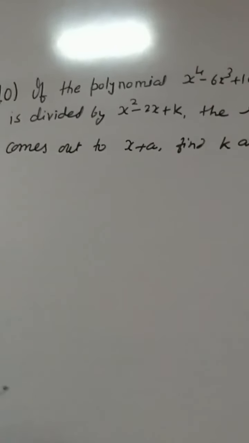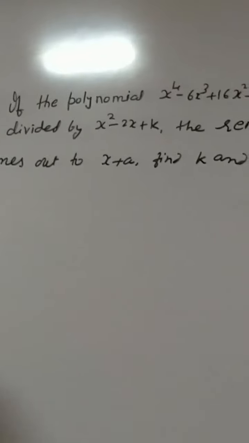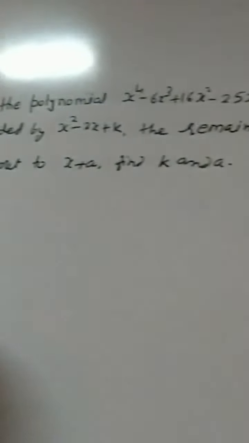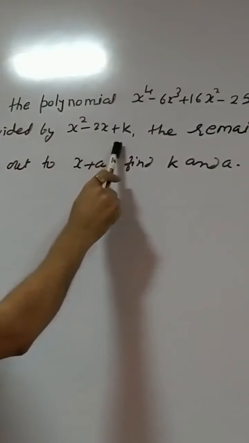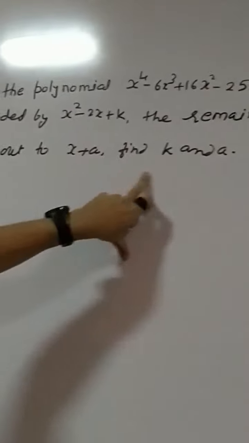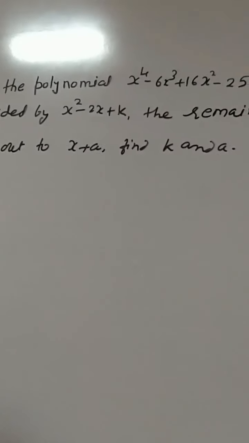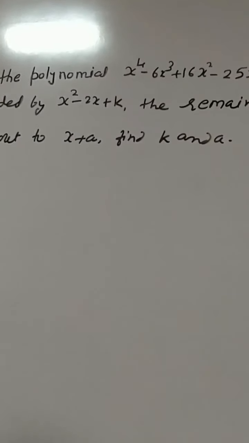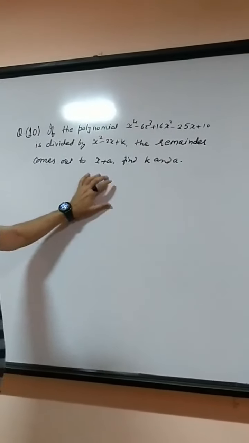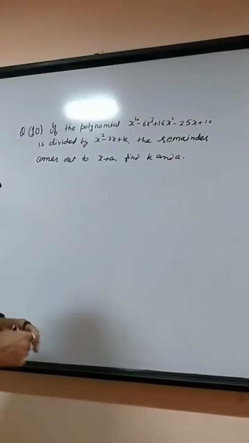Now question number 10. If the polynomial x^4 minus 6x^3 plus 16x^2 minus 25x plus 10 is divided by x^2 minus 2x plus k, then the remainder comes out to x plus a. Find k and a. How can you find k and a? This is a little bit difficult sum. This is not asked in other schools, but in HP Kapade it may be asked.